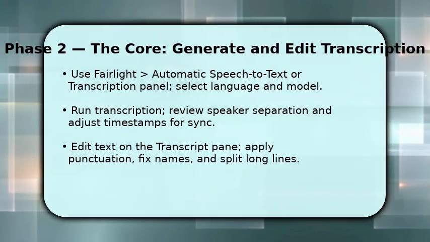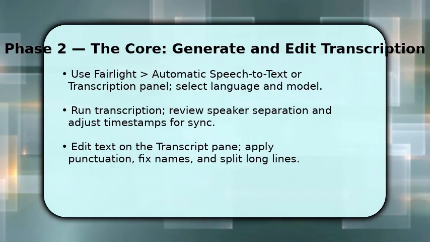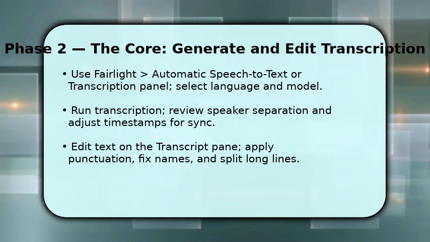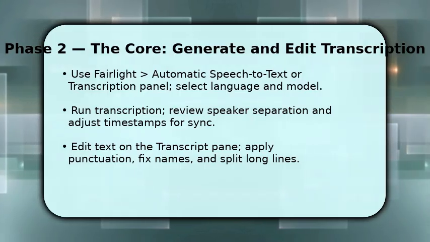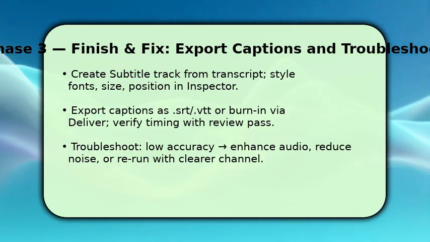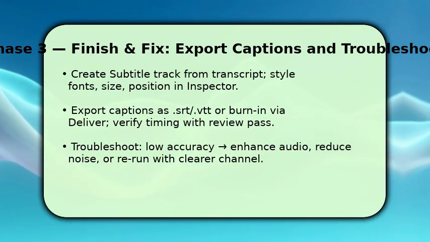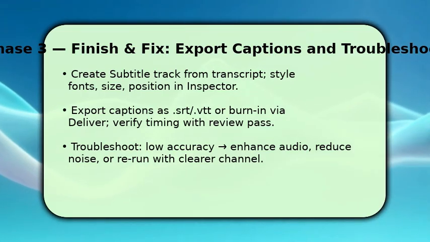If speech overlaps, manually adjust clip boundaries or create separate tracks. This improves both caption timing and readability for viewers. When editing is complete, generate a subtitle track from the clean transcript and use the inspector to style font, size, and on-screen position for legibility. Then export captions as SRT or VTT, or choose burn-in during deliver if you want hard-coded subtitles. Always run a quick review pass to verify timing across devices.